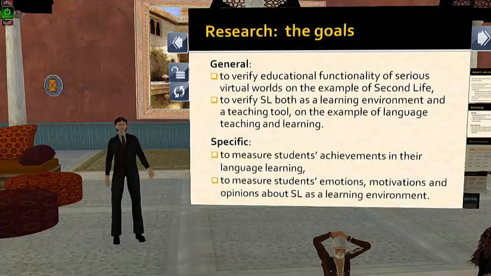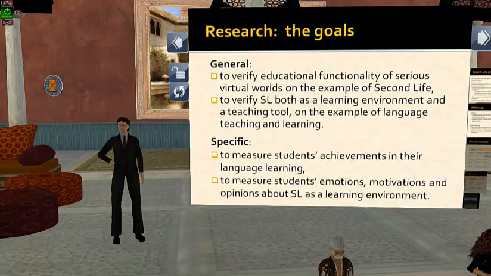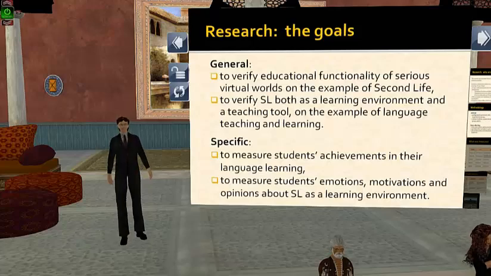Okay, so let's go to the specific goals. These are a few. There are more. I'm just giving a few because time doesn't allow here to discuss all of them. So in specific goals, I wanted to measure the students' achievements in their language learning.